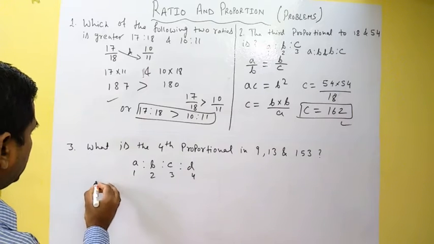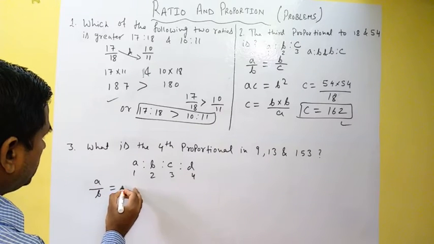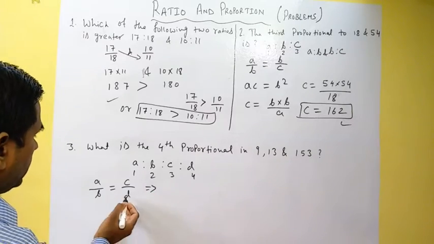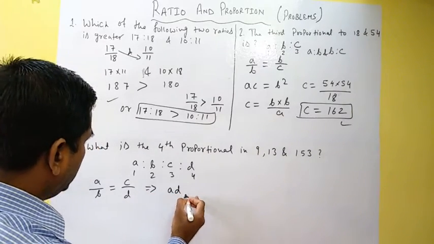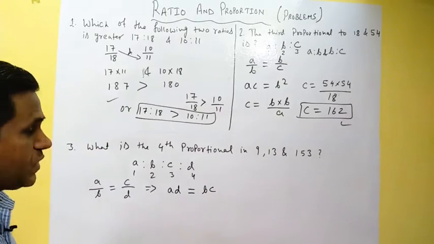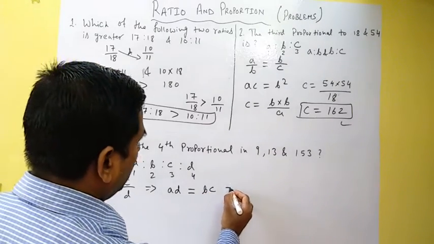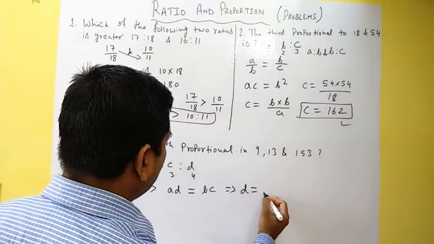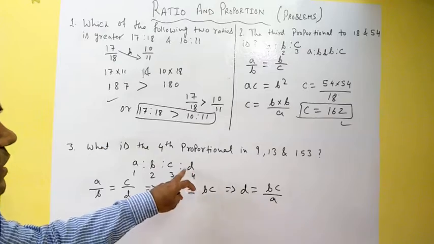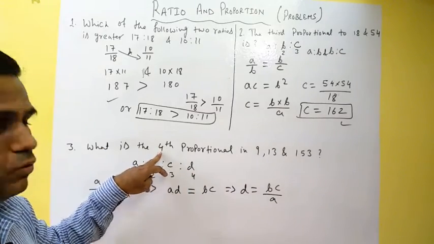So we can write it like this: A upon B is equal to C upon D. Which will give us that AD is equal to BC. Now D is equal to BC upon A. So D is the fourth proportional and we have to find the fourth proportional.